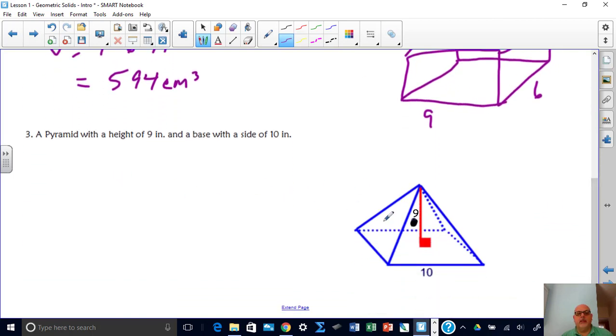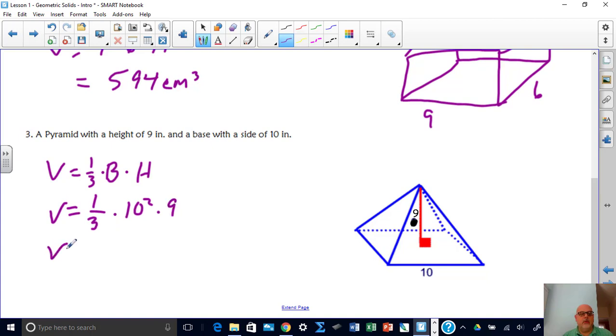Pyramid has a height of 9, and the length of the side of the bottom of the base is 10. So always start out writing the area formula. 1/3 the area of the base times the height. 1/3 times the area of the bottom, 10 squared, it's a square, times the height of 9. So it's 1/3 times 900. So the volume of that pyramid is 300 inches cubed, or cubic inches. Okay?